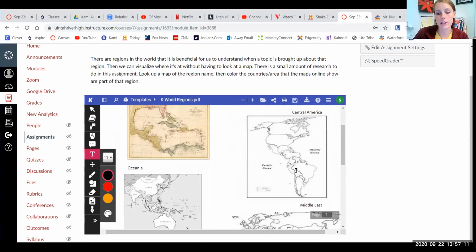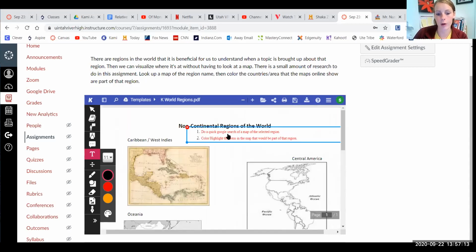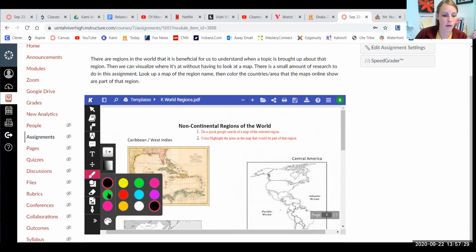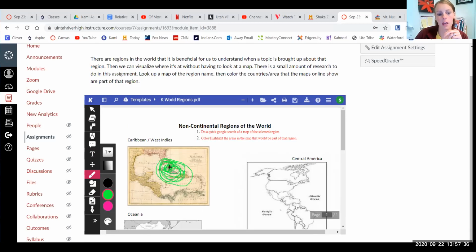So all of these, you just have to do a little bit of research, do a quick Google search of the map of the selected region, and then you're gonna color or highlight the areas in the map that would be part of that region. So the Caribbean, West Indies, that's right here. I would do a Google search, I'd find out that that's right here. So I'd get my little drawing tool, get a bright color, and you can circle the area or you can color the whole thing. But I just need to know that you know the area.